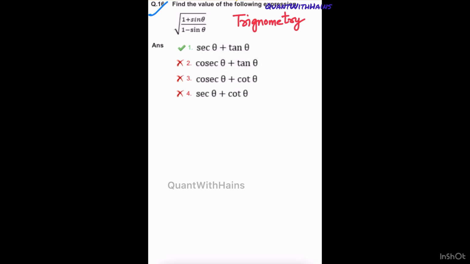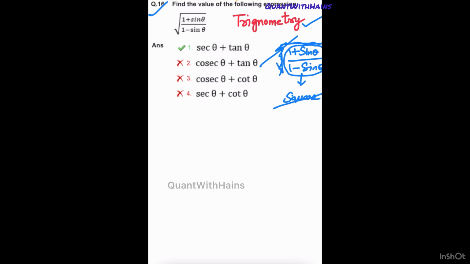Hello guys, let us understand the 16th question of SSC CGL 2024 question paper. Here, this is a trigonometry chapter question. Here we need to find the value of the square root of 1 plus sine theta by 1 minus sine theta. Here we need to remove this square root. That means we need to write this in terms of square, so that this square and this square root get cancelled.